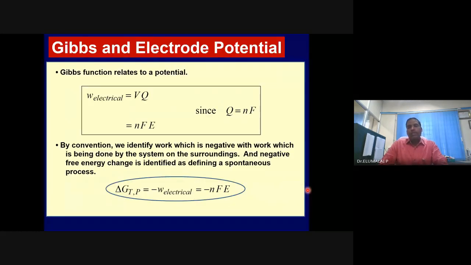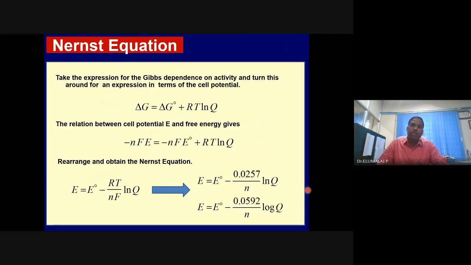So this equation is known as the Gibbs equation. Gibbs free energy is related to potential. Delta G equals minus nFE, or delta G naught is equal to minus nFE naught. I will define what E naught is later. So the Gibbs equation gives either the free energy or the potential of an electrode.